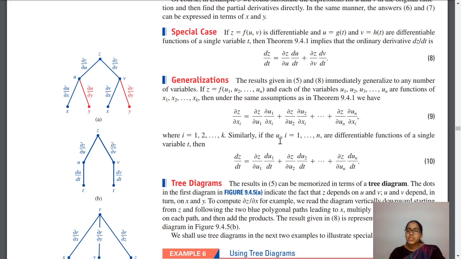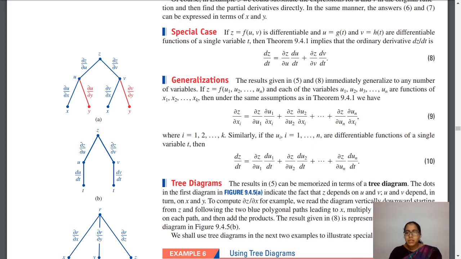And similarly, if these ui's are not functions of many variables but just functions of a single variable, what will we get? We get dz/dt is ∂z/∂u1 into du1/dt plus ∂z/∂u2 into du2/dt plus etc. ∂z/∂un into dun/dt. In this case, only for the function z we have to apply partial derivatives. For all other functions it is a single variable function, so we just have to apply normal derivatives there.